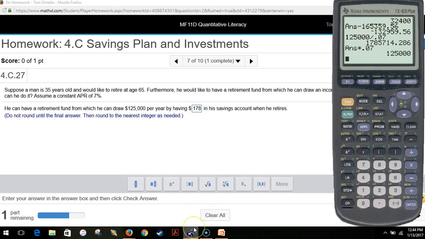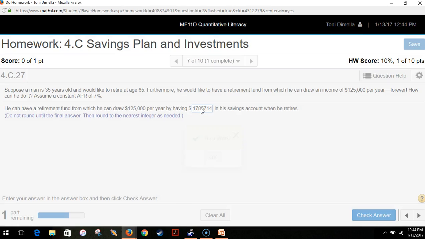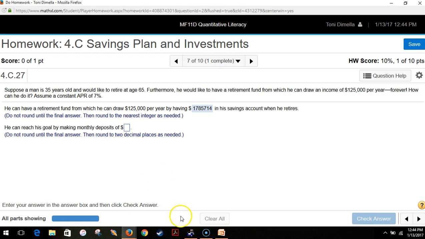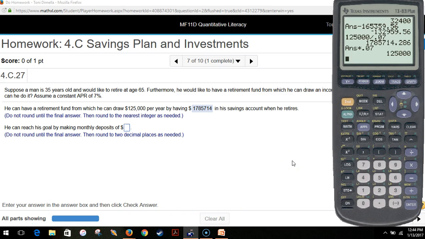Let's see if we can get all of this put in so we can see the next question. All right, so how the heck are we going to get there? That's the big question, right? That's a lot of money. So let's go back to the TVM Solver. And I have 30 years, and every month I'm going to put away some money. We're going to say that the 7% stays all the time. Right now the payment isn't worth anything. I don't know what the payment is yet. I'm just going to put $1 in there to hold the spot. I know I want my future value to be 1,785,714.